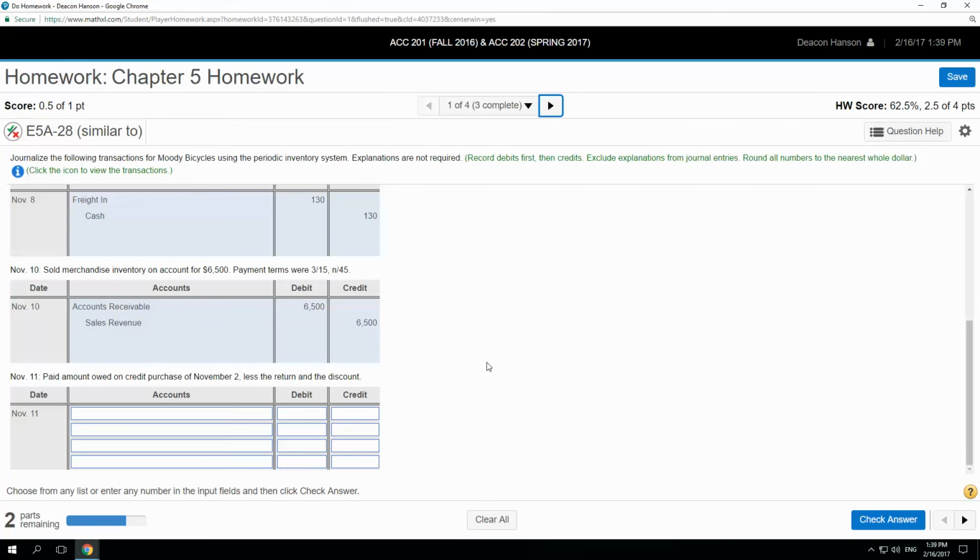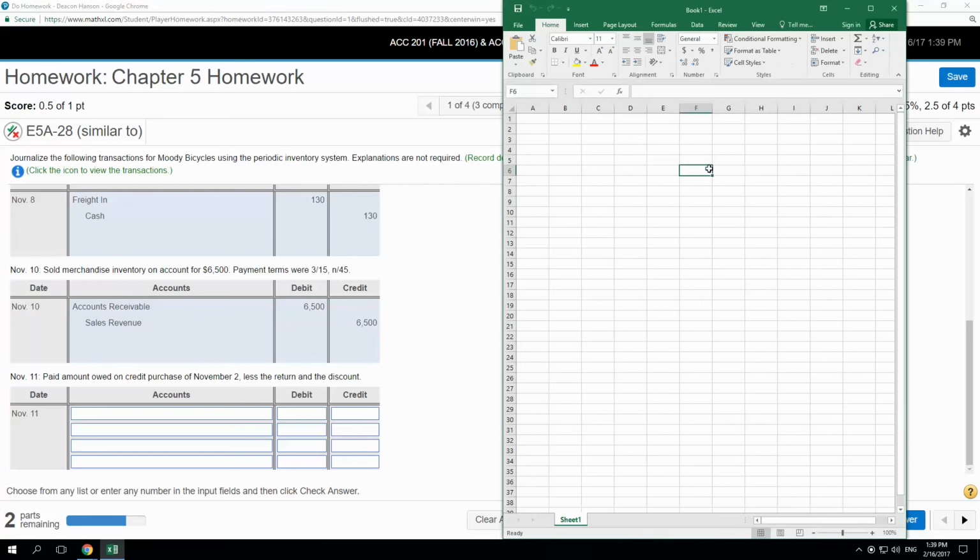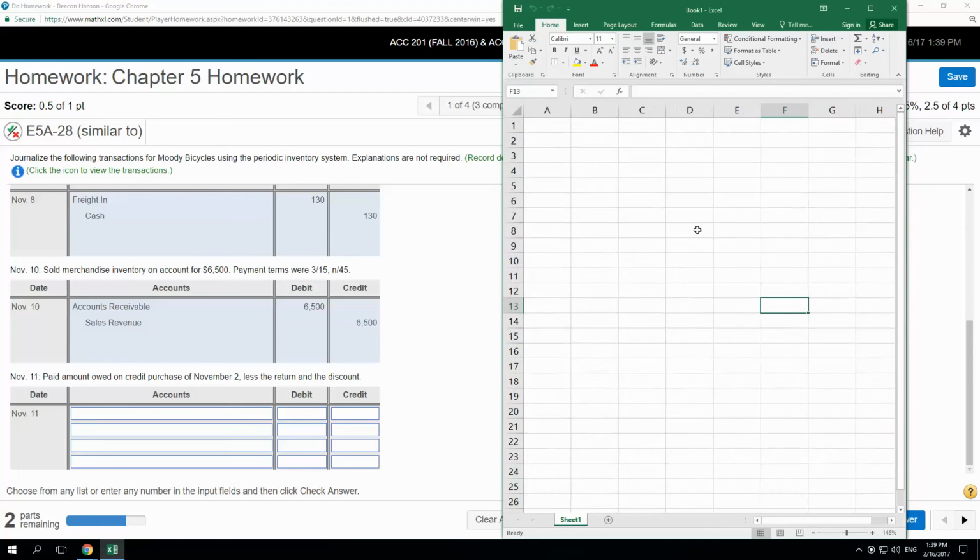Okay? Now it says paid amount owed on credit purchase of November 2nd, less the return and the discount. So, you know how I am, yeah? I know a lot of you can do this thing in your head and you can get it accurate.